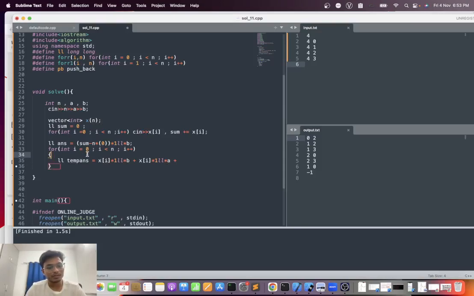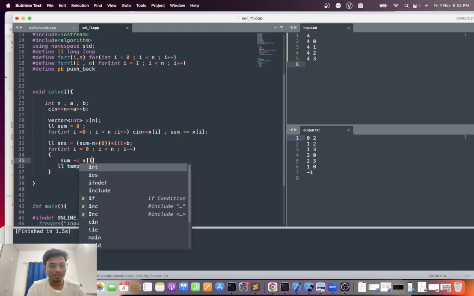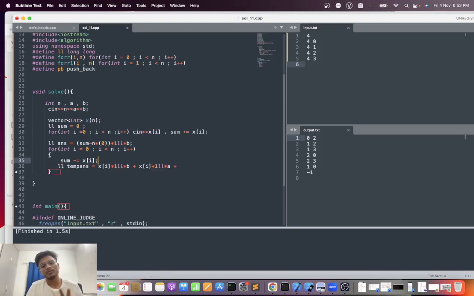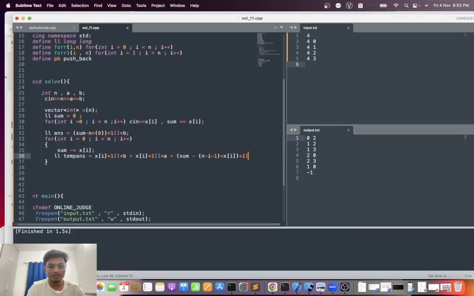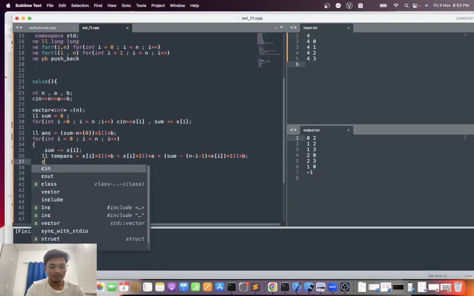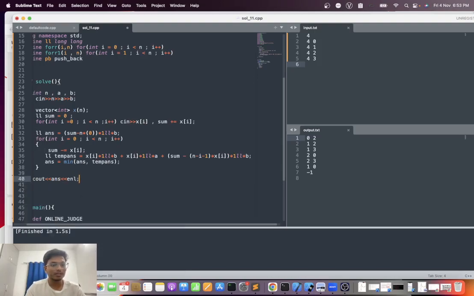So if I am at this position, then I need to subtract the sum of this position. The sum will be all of the remaining kingdoms towards the right of the current kingdom, and the value will be the total sum I have, minus the number of kingdoms remaining. If I is equal to 0, then it will be n minus 1, and that is x of I into 1 long into b. I will say my result answer will be the minimum of this result and the answer, and just output the answer.